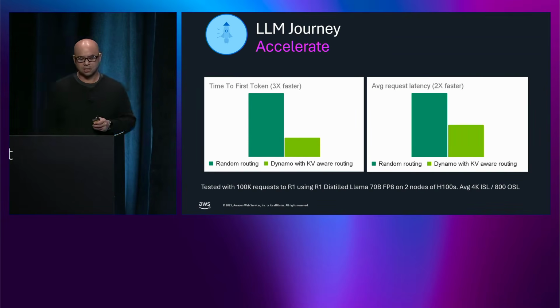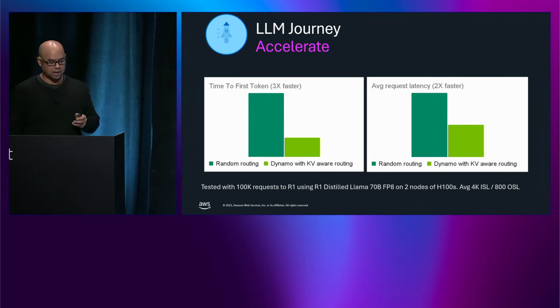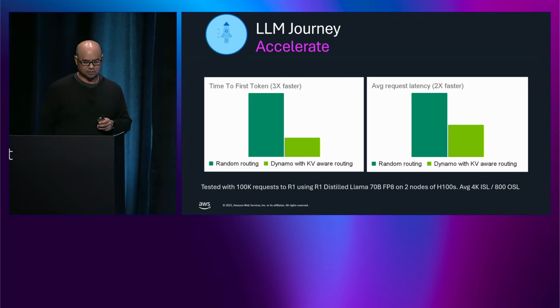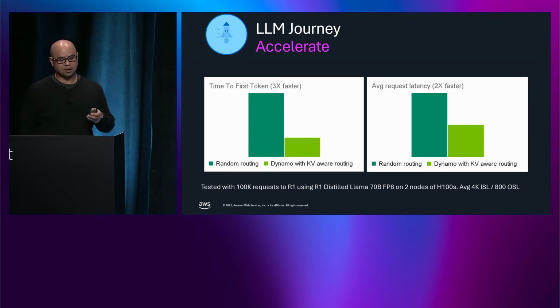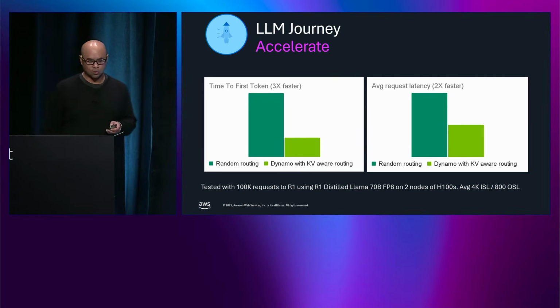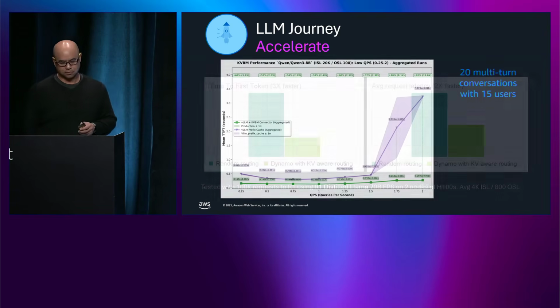Some benchmarks. These are benchmarks from NVIDIA Dynamo, which is a platform for running those types of solutions. They tested with 100,000 requests using Llama 70B for an average input of 4,000 and average output of 800. And they found a 3x better performance for time to first token and a 2x better latency overall.